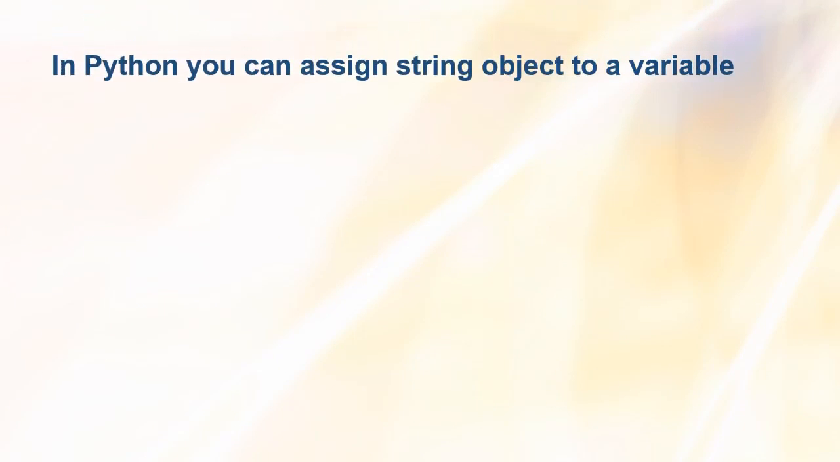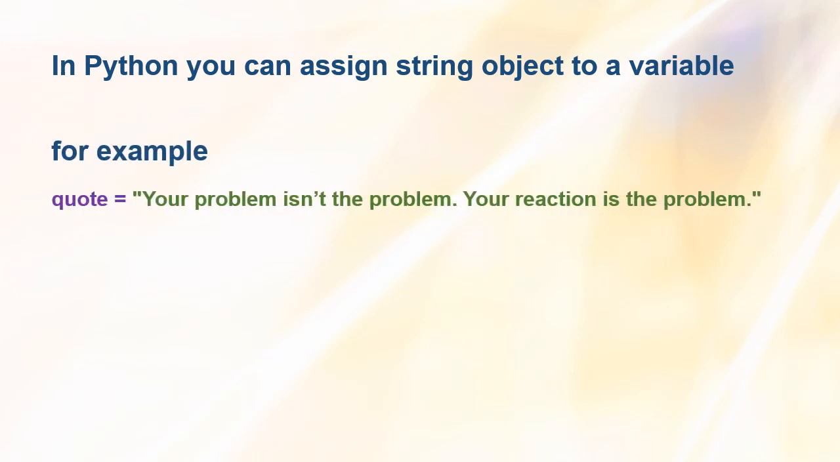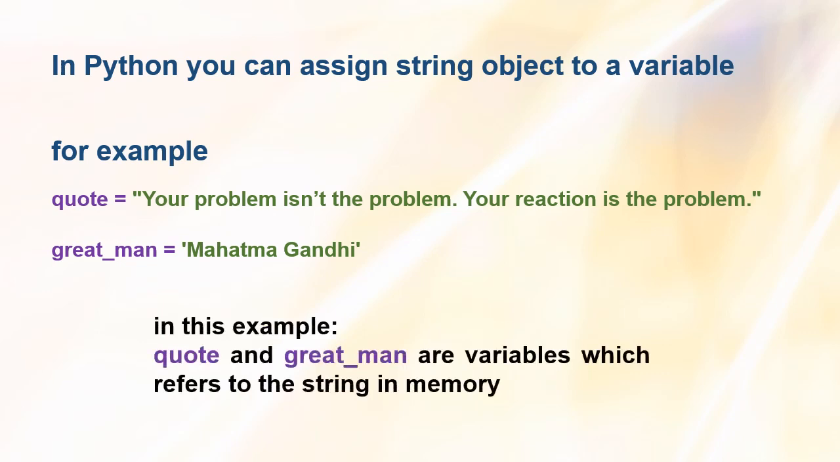In Python, you can assign a string object to a variable. For example, quote is equal to "Your problem isn't the problem, your reaction is the problem." great_man is equal to "Mahatma Gandhi." In this example, quote and great_man are variables which refer to the string in memory.